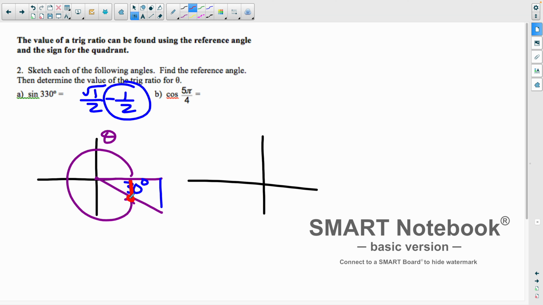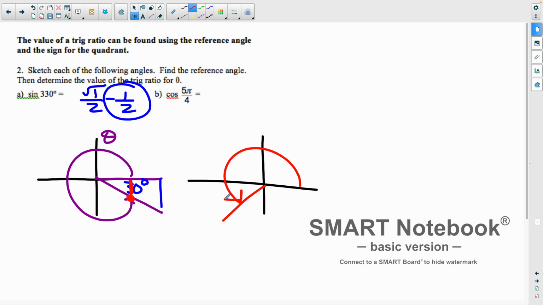Where's 5 pi over 4? Quadrant 3. Okay? Quadrant 3. So 5 pi over 4 is right there. How can you tell somebody that 5 pi over 4 is in quadrant 3? Because it's half 4 plus... Okay? So 4 over 4 is what? 1. It's 1, it's pi. Okay? So 4 over 4 gets me to here. I got to go a little bit farther. 5 over 4 would put me into the third quadrant.